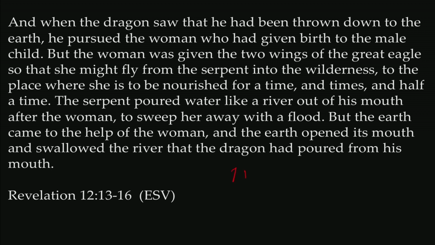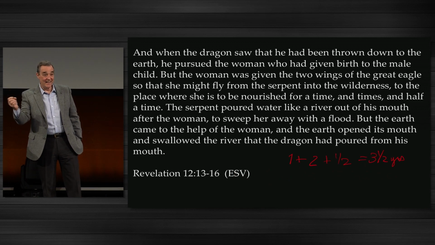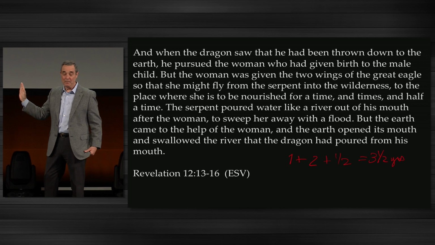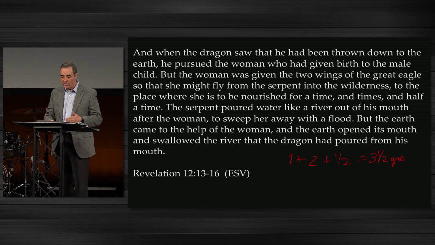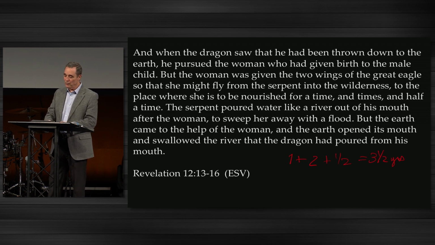So a time is 1 year, times, plural, 2 years, and half a year. So there's another 3.5 years. If you're a futurist, she is going to be preserved through the second half, the Great Tribulation. In other words, Satan is going to kill a lot of Christians in the tribulation. There is nothing he can do to their souls. God holds them. Remember in John, Jesus says, no one can snatch my sheep from my hand. In other words, these people are secure. He may kill your body, but you are secure in eternity. Satan's power is temporary, and Satan doesn't have any ultimate power over your soul or over your body.